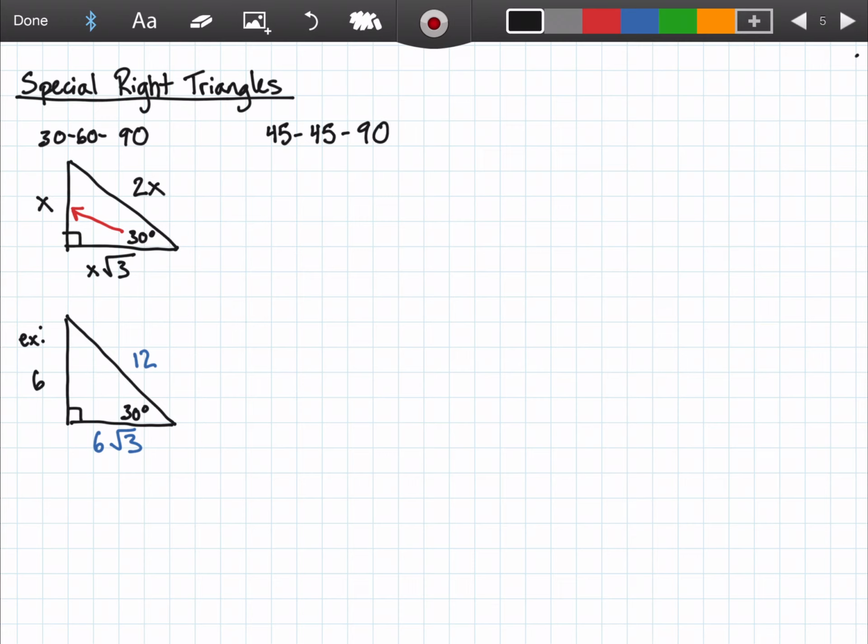Then we've got a 45, 45, 90. Both of those angles are going to be 45, which means those two sides are the same. So we're going to call those x, and that makes the hypotenuse, you're just going to take that side length and multiply it by root 2.